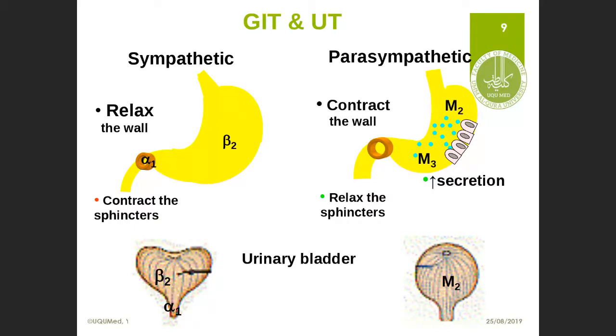What is urinary bladder alpha 1? You know our urinary bladder, I will just use a pointer. If you see, this is the urinary bladder. When our urinary bladder is filled, it would be in this state.